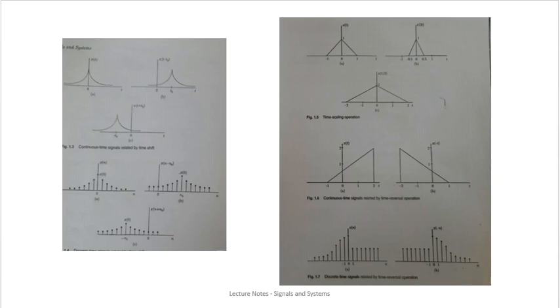Okay, so these three operations, the top ones, actually represent the time shifting operation in the continuous time variable. This is the original signal x(t), this signal is x of t minus t naught, and this signal is x of t plus t naught.